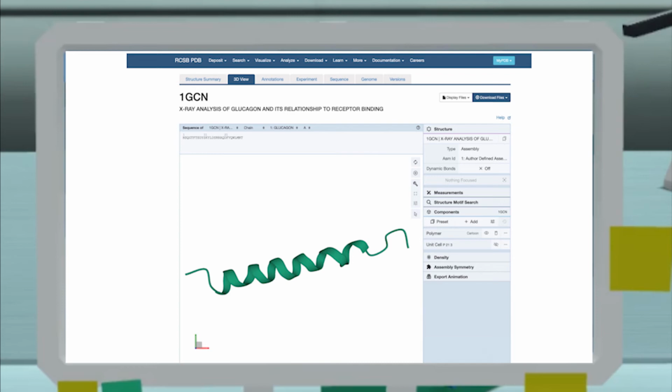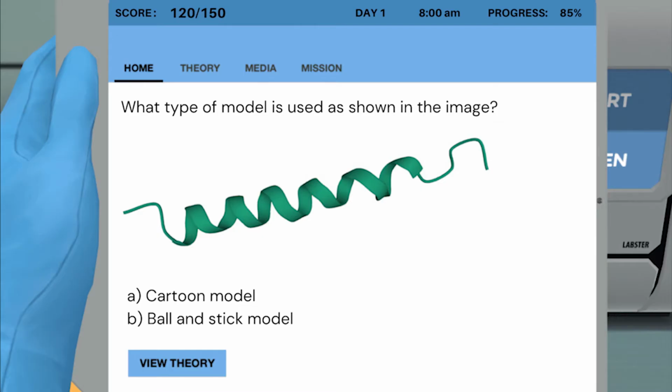You can manipulate the structure by dragging your mouse and rotating the molecule. The computer software offers various tools, and by viewing the molecules, you will be able to study its structural properties. Different models, commonly used in studying proteins, include the ball and stick model and cartoon model. What type of model is used as shown in the image?